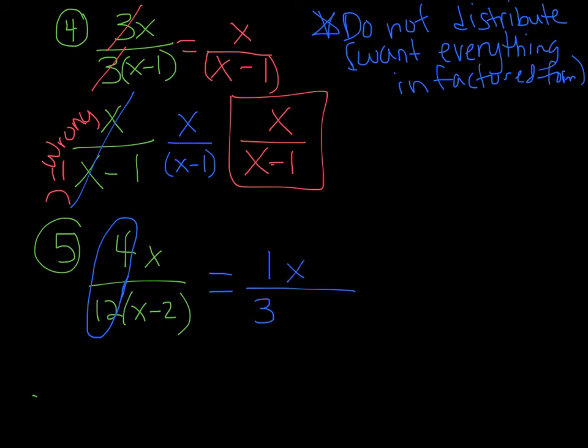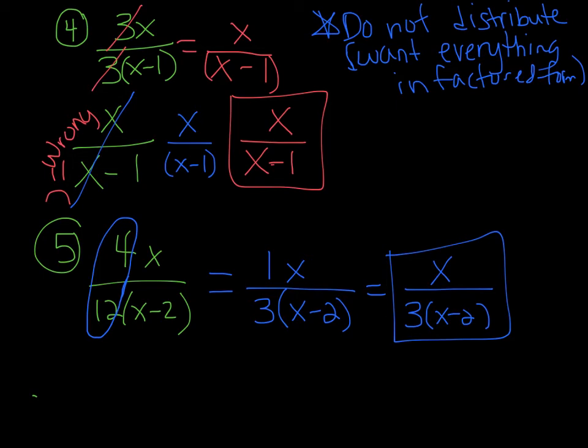We also have an x here. We have a factor x minus 2 here. For that one, you are going to want to keep the parentheses around it. And our final answer is just x over 3 times x minus 2. And that's my answer for that one.